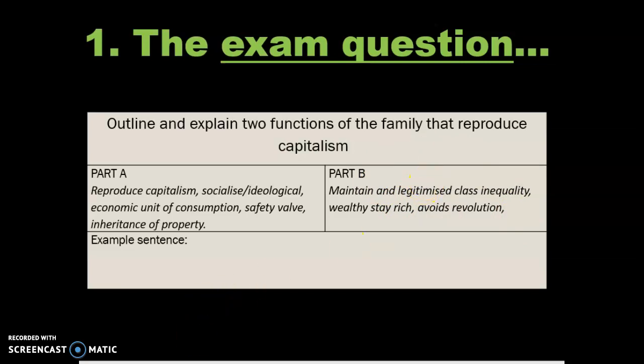Now tip number 1, to gain the application marks, you must refer to both parts in your example sentence. Okay, so your sentence is going to start off from the part A, and you're going to tell me then how is it going to result with the part B to reproduce capitalism. So let's have a look.